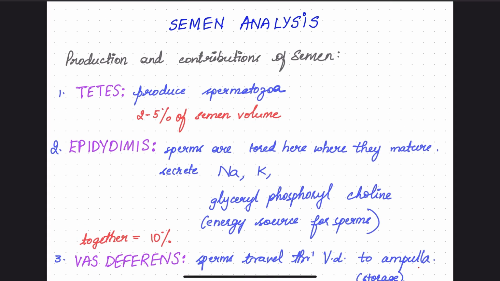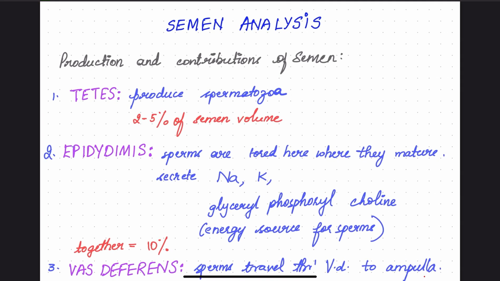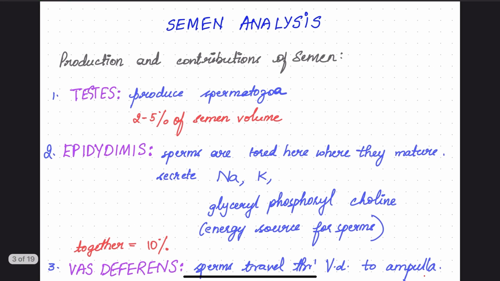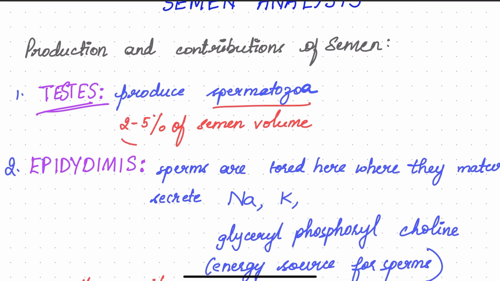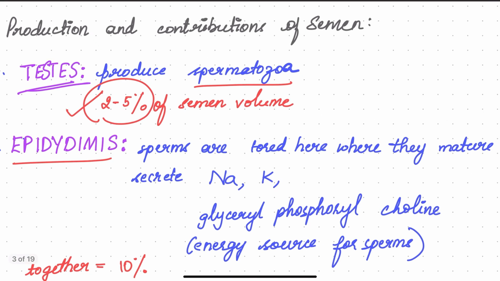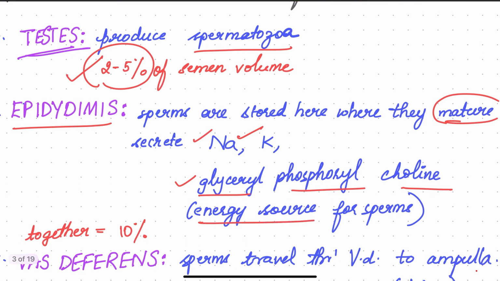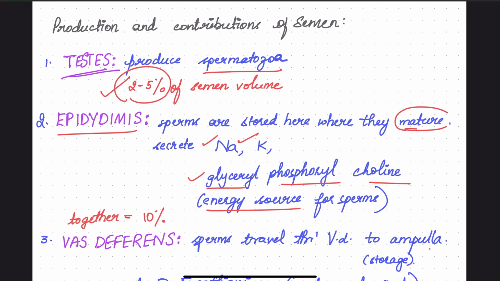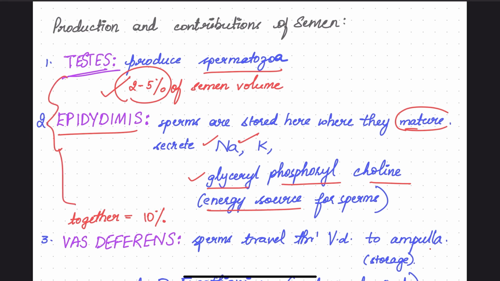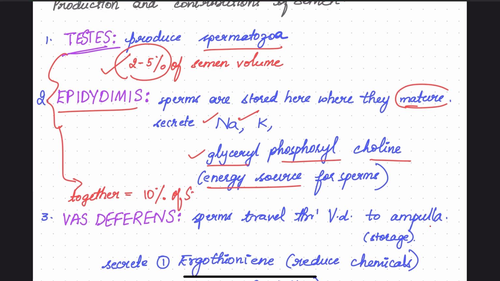The structures which produce and contribute to the semen are, firstly, testis. It produces spermatozoa, and testis alone contributes 2 to 5% of semen volume. Secondly, epididymis. Sperms are stored here and they also mature in the epididymis. This secretes sodium, potassium, glycerol, phosphoryl choline, which acts as an energy source for sperms. And testis and epididymis together contribute to 10% of semen volume.